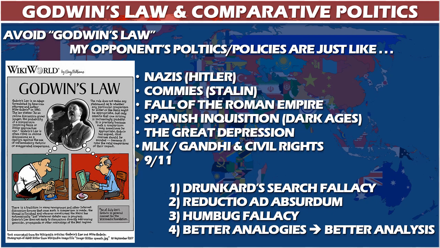You can look at the specific history, but a kind of simplistic way to talk about politics is that everything is compared to Nazis or Hitler, commies or Stalin, the fall of the Roman Empire, the Spanish Inquisition, the Great Depression for economics, civil rights, Martin Luther King and Gandhi, and 9/11. And what this is sometimes, I think, is what's called a drunkard search. A drunkard search refers to a drunk person who's looking for his keys which he lost, and he's standing by a lamppost.